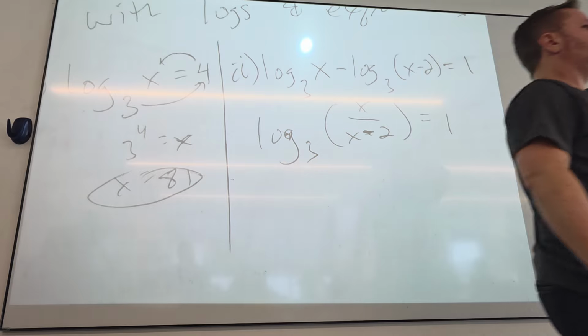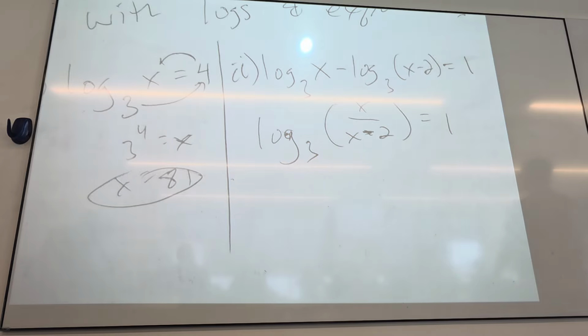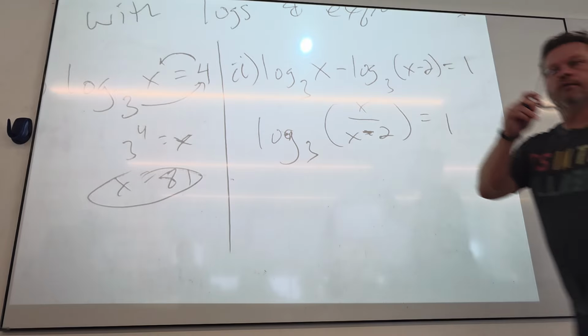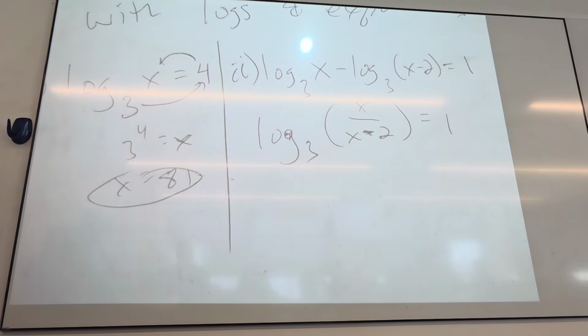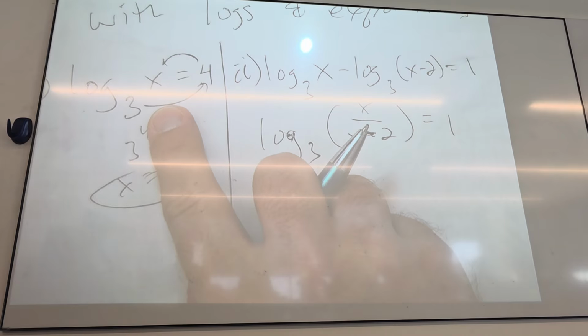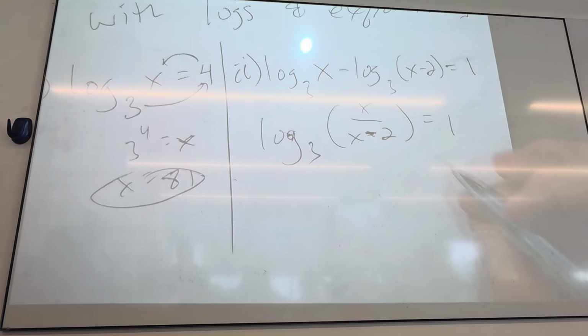And now that problem, believe it or not, I know the inside is much worse, but who gives a shit? It's log base 3 of stuff equals 1. The first problem was log base 3 of stuff equals 4. So the next step I do is the same step. What did I do here? You did the washing machine. So what do I do here? Washing machine. 3 to the first power equals the stuff.